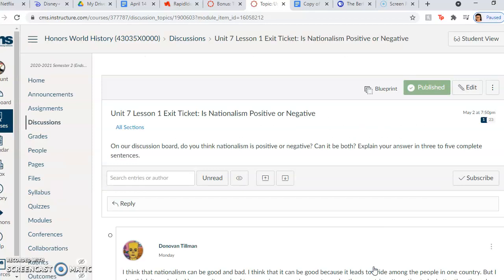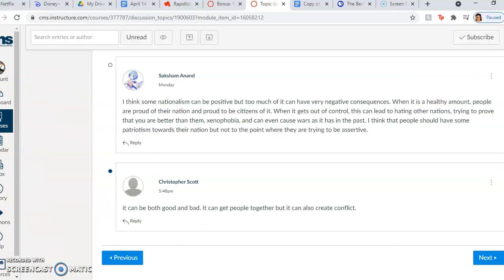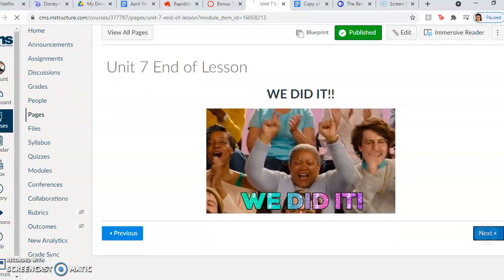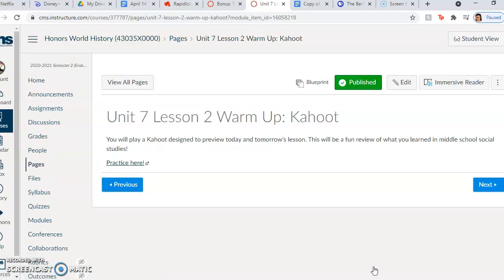Your exit ticket that day, which we had a lot of participation, about 24 people, which again, I have a lot of students, but only 24 of you participated. But we were polling ourselves to see was nationalism positive or negative based on the notes from that reading. And here are the responses. Next, that was the end of lesson 1, and then we go into lesson 2.